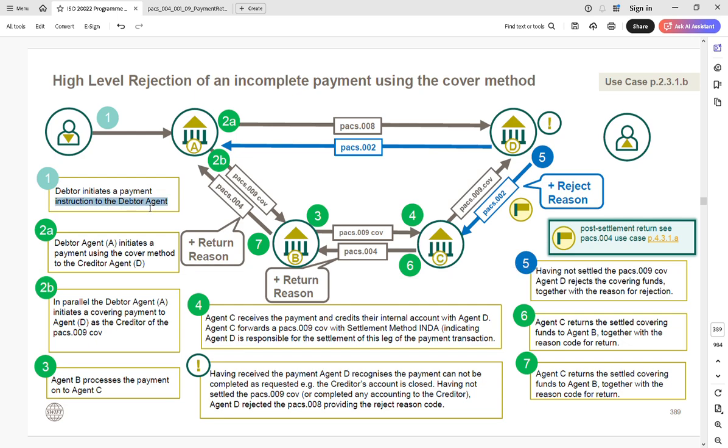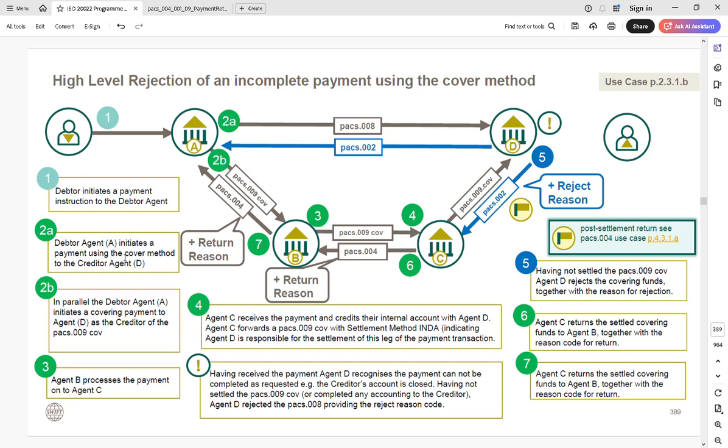So the debtor initiates a payment instruction to the debtor agent. That's the normal flow from the debtor to debtor agent A. Now from here there are two flows. One is the direct flow and one is the cover flow. The direct flow is 2A and the cover flow is 2B. So let's see them one by one.